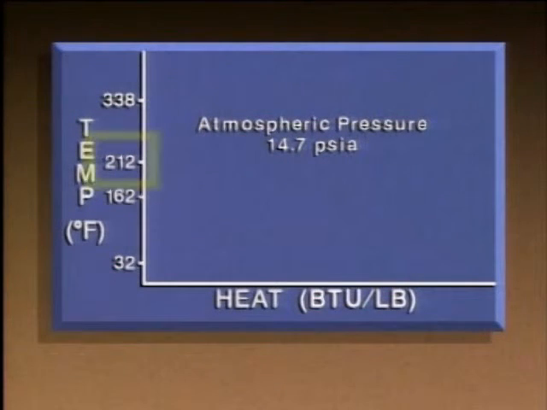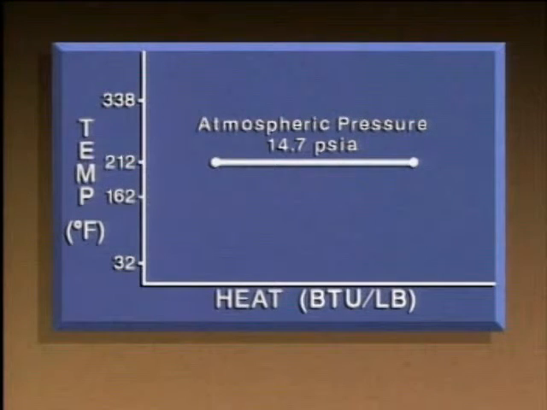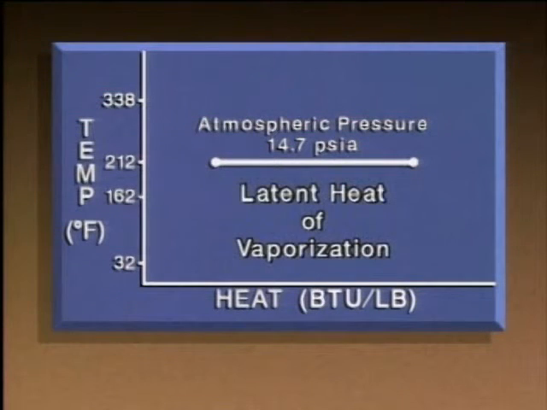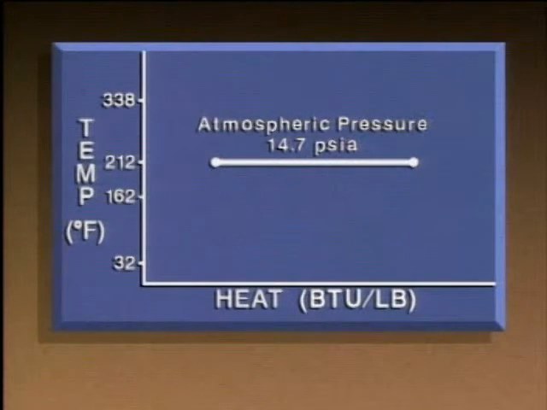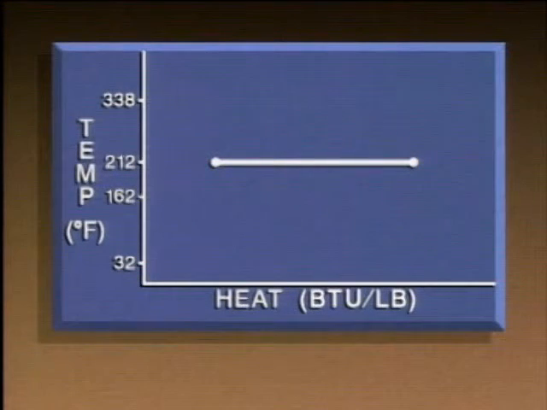At atmospheric pressure, water starts boiling at 212 degrees Fahrenheit. On our graph, this is the point at which water first starts boiling at atmospheric pressure. And this is the point at which all the water is boiled into steam. This line represents the amount of heat required to boil all the water. So this line represents the latent heat of vaporization. For 1 pound of water at atmospheric pressure, it takes about 970 BTUs of heat to boil all the water into steam.